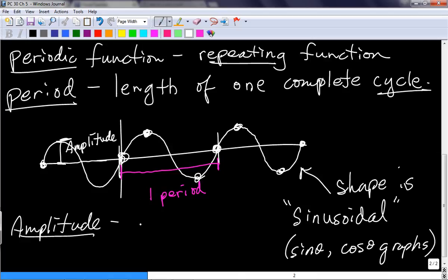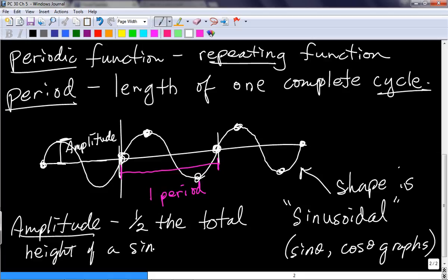Okay. Another way I'll put it is half the total height of a sinusoidal graph. Okay, half of the total height. So if you have a maximum point and you have a minimum point, you take that total distance, and that's 2A, so amplitude would be half of that. Okay? Just another way of putting it. The book describes it like this, but it just takes a lot more words. It might be confusing. So that's amplitude.